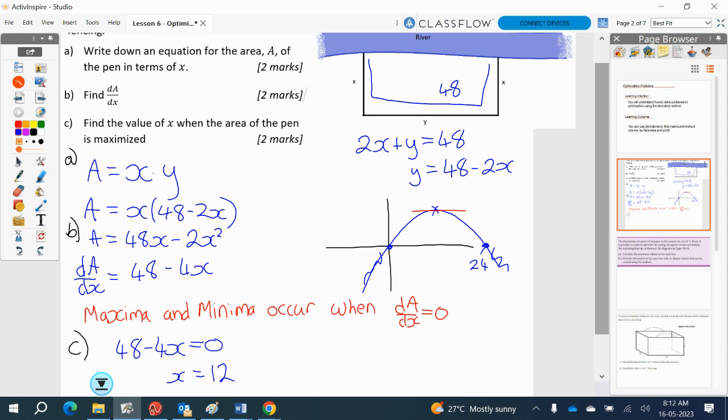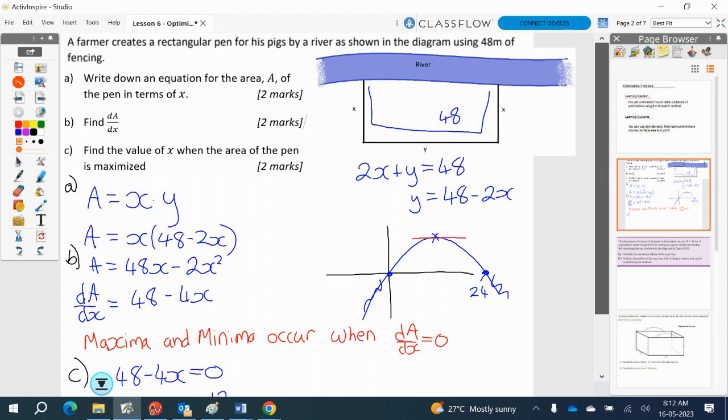Now, in this case, we're told that the farmer makes a rectangular pen using 48 meters of fencing. So it means that the fencing he's putting up is 48 meters long. And we can see that's going to be x plus y plus x, or 2x plus y would be 48. Rearranging that means y is equal to 48 minus 2x, because obviously if you have a set amount of fencing, the bigger that we make the x, the smaller we're going to be making the y.